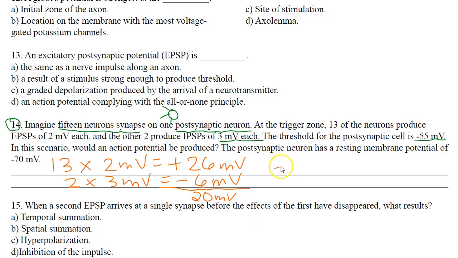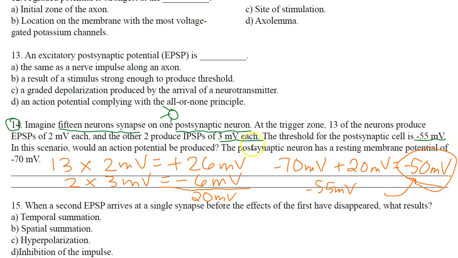What are we starting off with? We're starting off with negative 70 millivolts, and then we add 20 millivolts. Why is it positive? Because we had more EPSPs than IPSPs. So negative 70 plus 20 millivolts, which is the change in membrane potential due to our EPSPs and IPSPs, equals negative 50 millivolts. So we got our math down. Now the next question is, can we produce an action potential? Well, we know we have to hit a threshold of negative 55 millivolts. Negative 50 is even a little bit more positive. So yes, we will have an action potential.